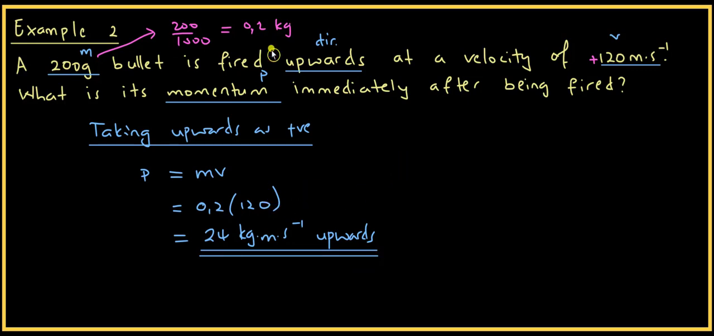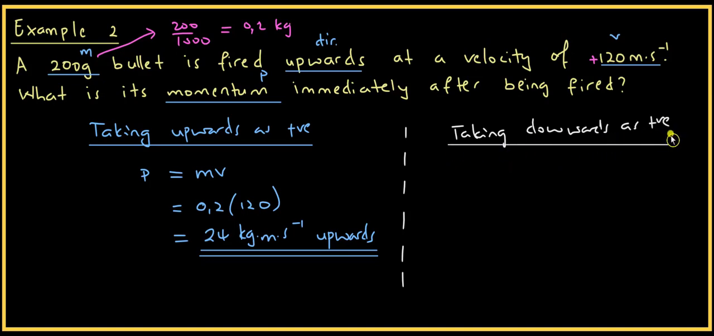All right. If you want also, you can take down as positive. So you can say taking downwards as positive. So it means that upwards is negative, right? Down is positive, up is negative, right?